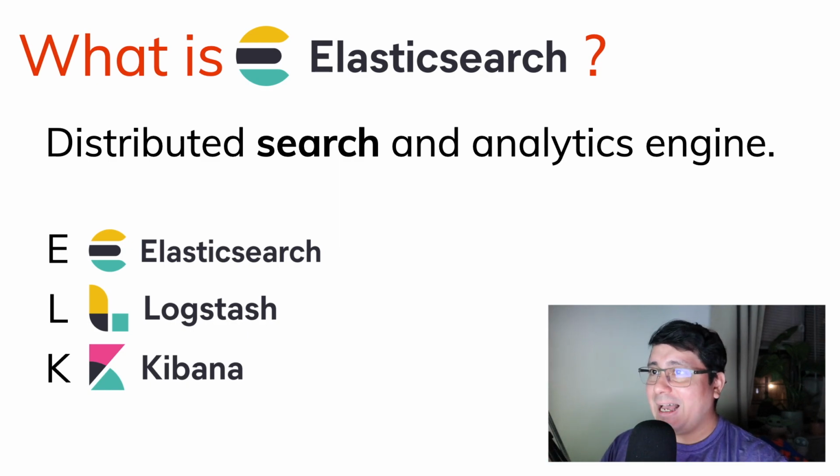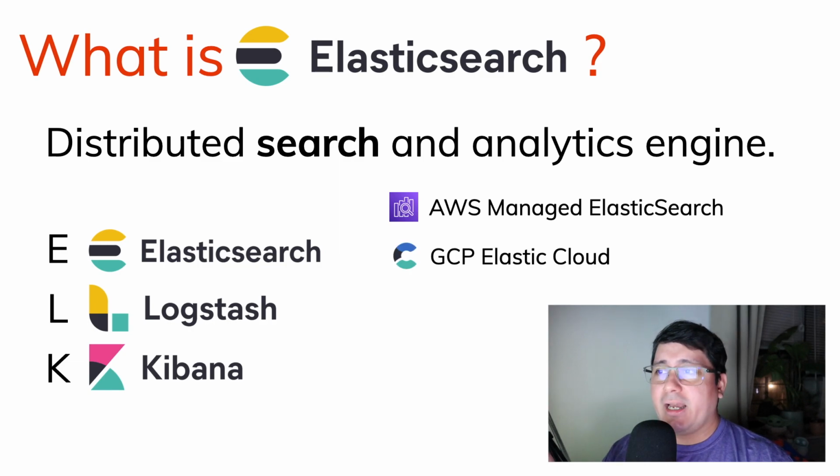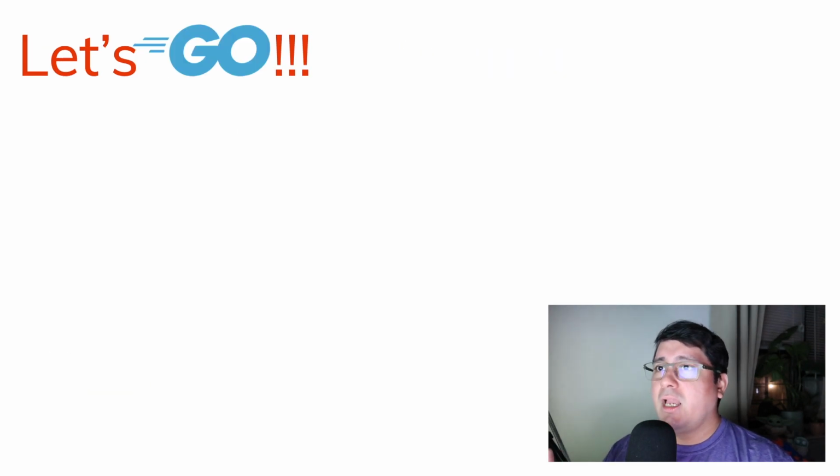I'm mentioning that because Elasticsearch is such a popular tool that it is already supported by different cloud providers. Amazon has the managed Elasticsearch, and also GCP, the Google Cloud Platform, has Elastic Cloud. Azure has an equivalent called Elastic Cloud as well. So whatever cloud provider you happen to be using, it's most likely already using or giving you an option to use Elasticsearch.